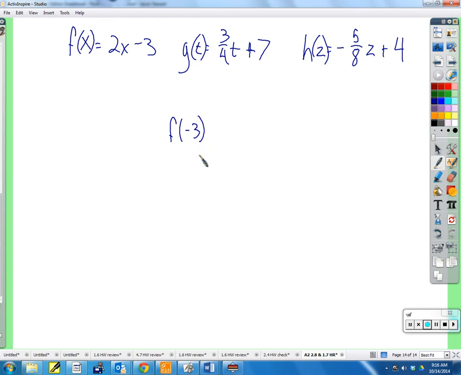Does this mean f times negative 3? No. Okay. Once again, no, it doesn't. It doesn't mean f times negative 3. What does it mean?